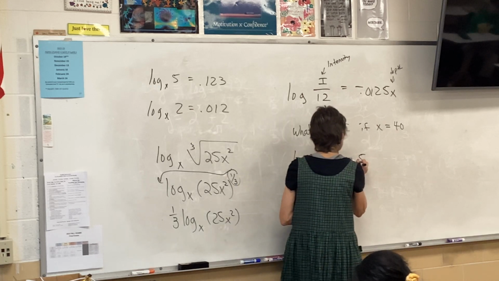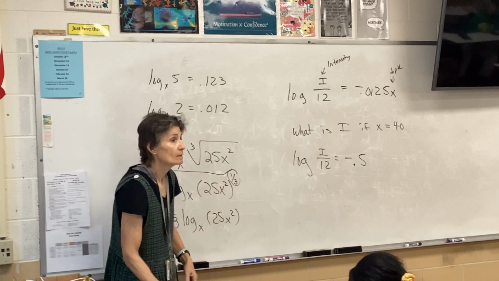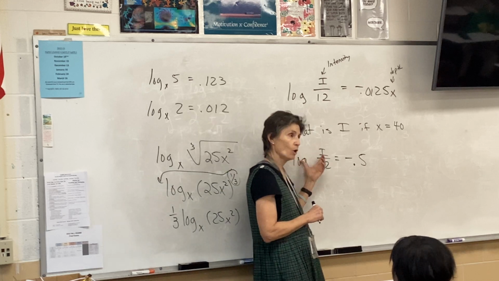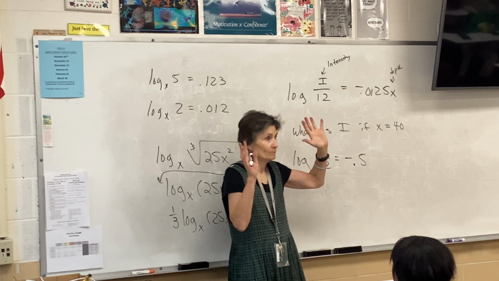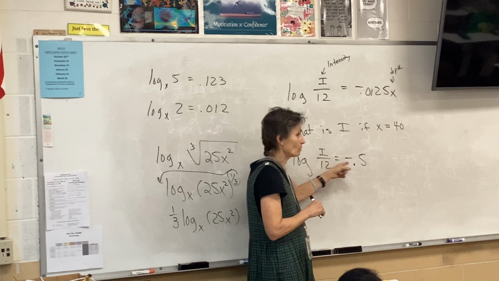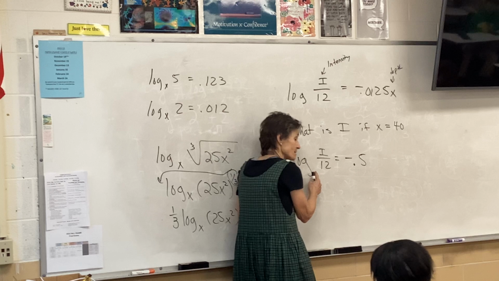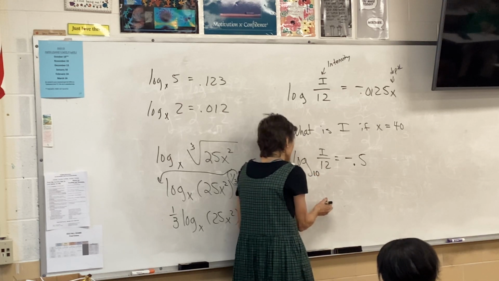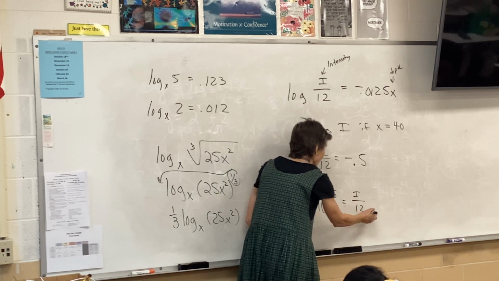Yeah. Well, that was nice. Now, guys, what do you always do when you have a log equal to a number? That's a loop-de-loop. That's it. There's no other choices. So when you have log equals number, we're going to loop-de-loop. Now, when I loop-de-loop, I start with the base. I don't have a base. Or do I have a base? It's 10. So 10 to the negative 0.5 equals I over 12.